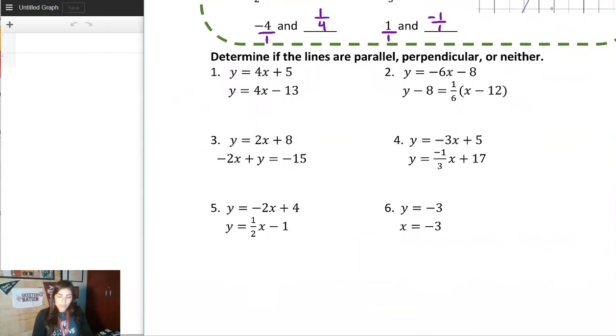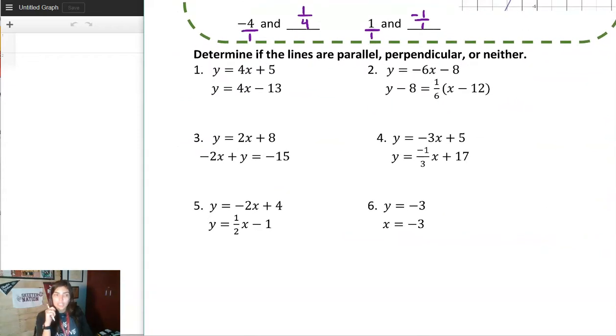Now what we're going to do to determine if these lines are parallel, perpendicular, or neither is try this by looking at their slopes, and we're going to check in Desmos to make sure we know visually what it means for things to be parallel, perpendicular, or neither. So if we look at number 1, let's highlight the slopes in number 1. The slope in the first equation, y equals 4x plus 5, is 4. And the second one also has a slope of 4, which means that these two lines, since their slopes are both 4, are going to be parallel.